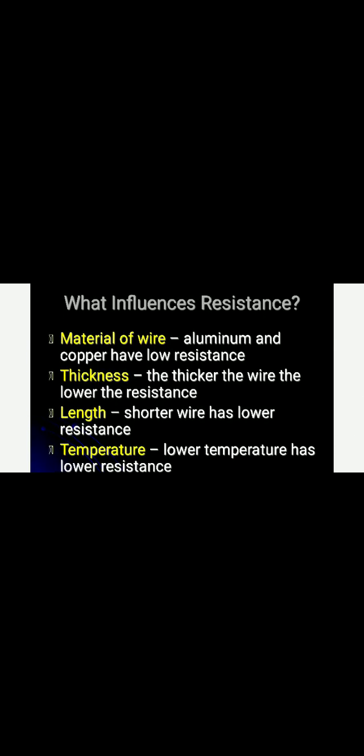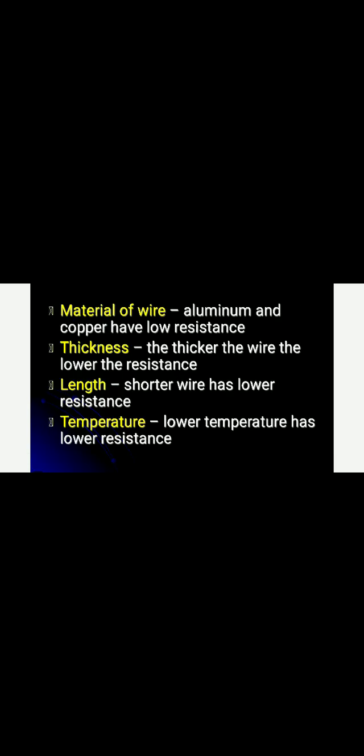What influences resistance? Material of the wire: aluminium and copper have low resistance. Thickness: the thicker the wire, the lower the resistance. Length: a shorter wire has lower resistance. Temperature: lower temperature gives lower resistance.